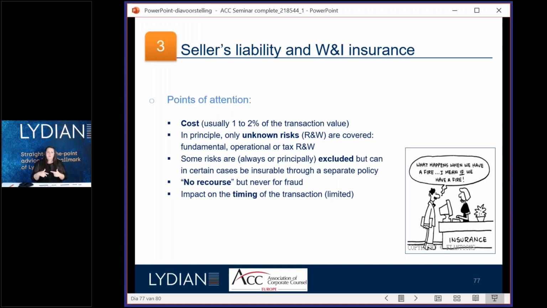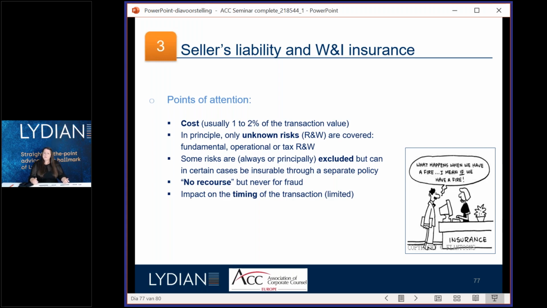And to keep in mind as well, if you want to call upon such an insurance, you should try to involve as much as possible the insurer in the process early on, because it can have an impact on your timing. In practice, the insurer will review the whole due diligence reports. They will review the acquisition agreement. They will want to discuss with the due diligence teams to make sure that a proper due diligence has been carried out, because that's their risk, of course. So it can have an impact of a few weeks on the timing. It's better to involve them as early as possible.